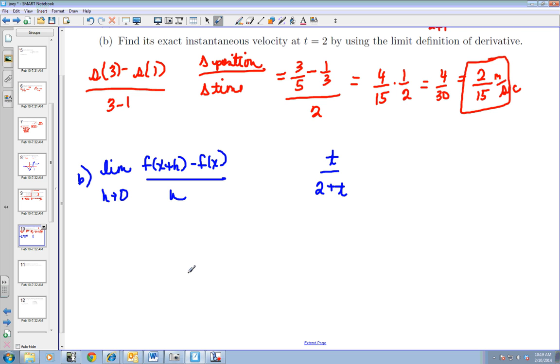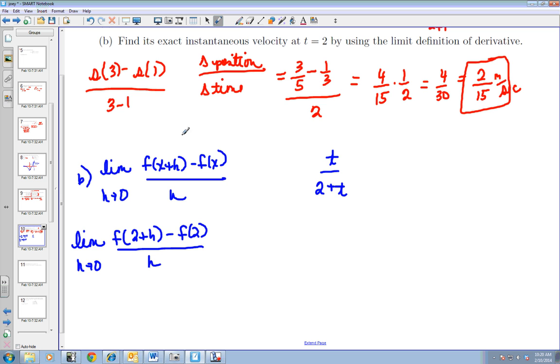Okay, so they told us to find the velocity at t equals 2. So here is my limit definition. But I know I want to find when t is 2. Well, in this equation, instead of using t's, they're using x's. So I'm actually finding this: the limit as h approaches 0 of f of 2 plus h minus f of 2 all over h.